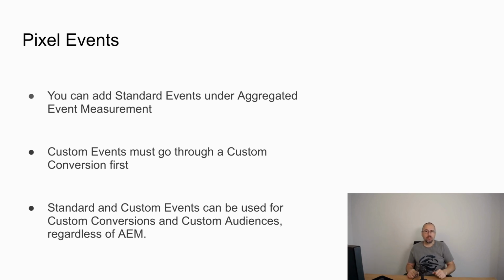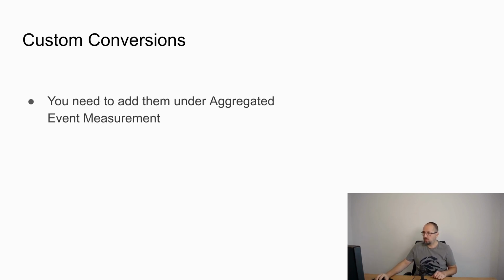For example, purchase is a standard event. Signal is a custom event, one that Pixel Your Site fires automatically to track various actions. If you want to use this event for ads, you need to create a custom conversion first and then add it under aggregated event measurement. For purchase, you don't have to do the custom conversion first, you can select it directly under aggregated event measurement. I will show you this later at the end of this video.